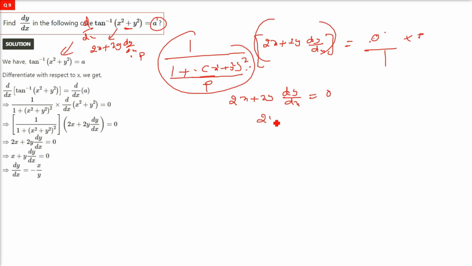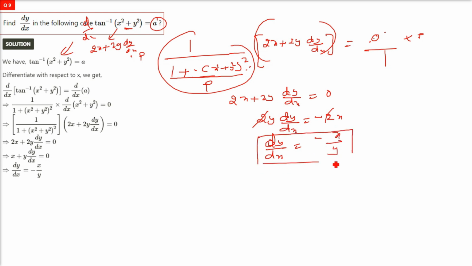So we will be having 2x plus 2y dy by dx. So 2y dy by dx equals negative 2x. 2 gets cancelled. y dy by dx is equal to negative x. And y you can bring it down. So dy by dx is equal to minus x by y. This is your answer.